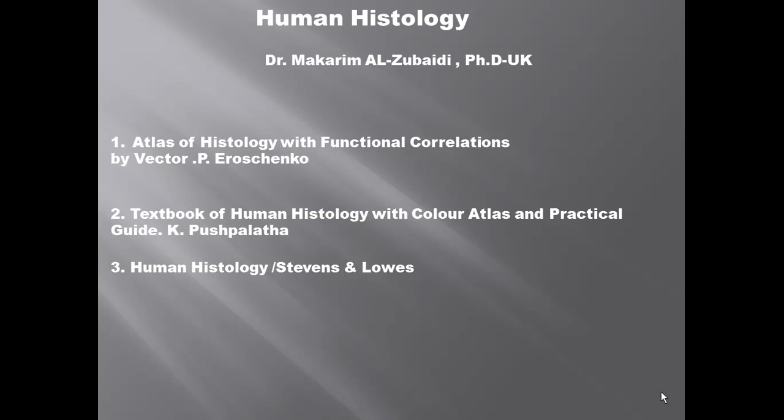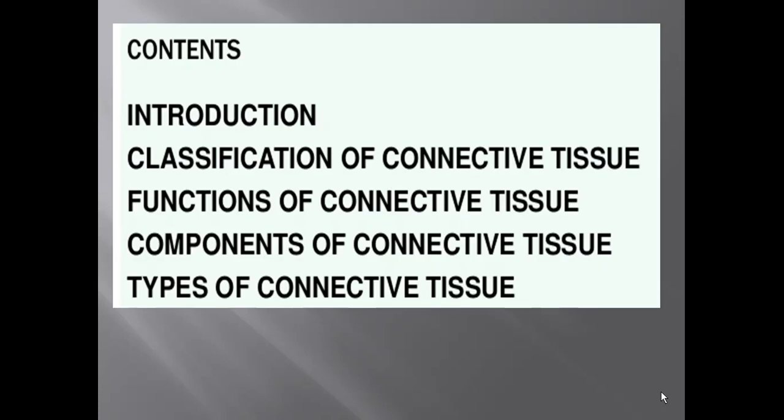The second one is literature. My lectures are from different sources; normally I don't follow one source. So if you have one of these sources, that is good. For example, Atlas of Histology with Functional Correlations by Victor P. Eroschenko, and also Textbook of Human Histology with Color Atlas and Practical Guide by K. Pashpalatha, and also Human Histology by Stevenson and Lewis. All right.